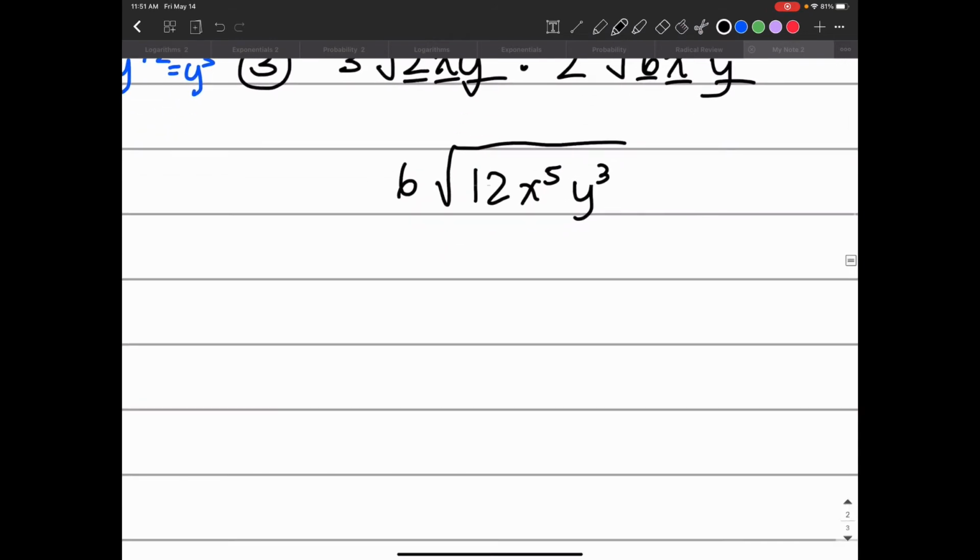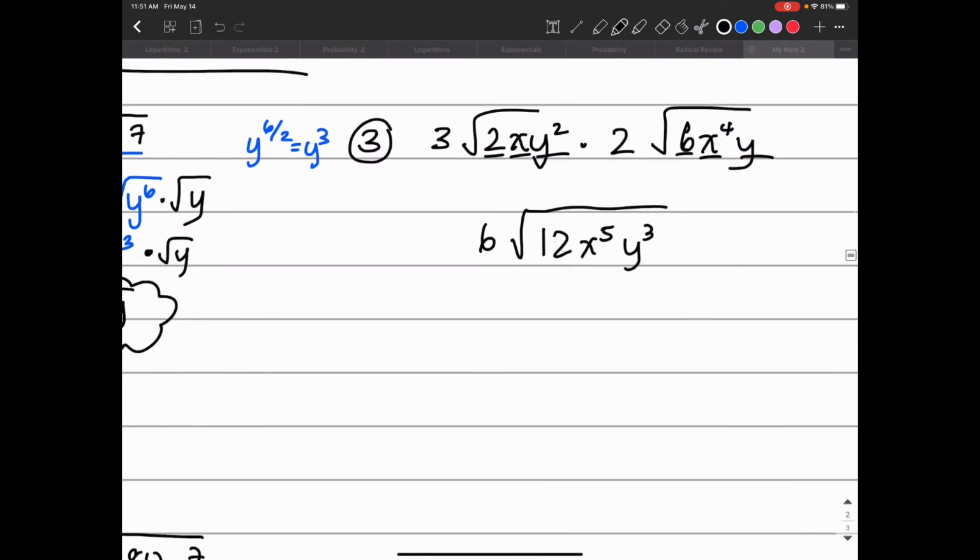And now I'm going to break this down like I did the last one. So what's inside of the square root, looking at the number, there's a perfect square inside of 12, and that is 4. So I can rewrite this as the square root of 4 times the square root of 3.